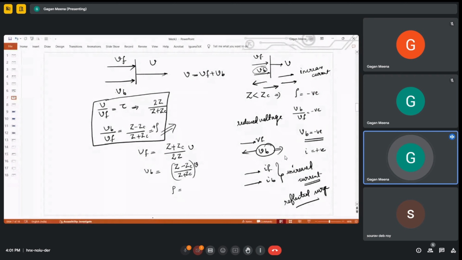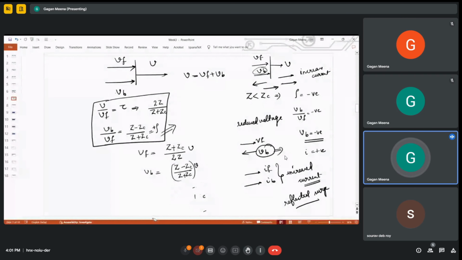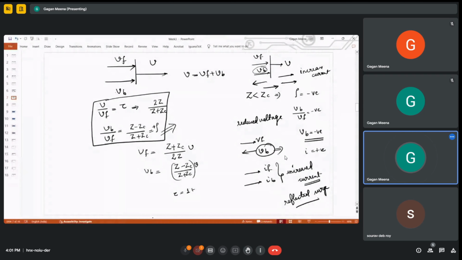Now rho is equal to Z minus ZC upon Z plus ZC, right? So we can say rho plus 1 will be how much? 2Z upon Z plus ZC. And this we already know is equal to tau. So tau is equal to 1 plus rho. So if you know tau, we can directly find out rho. This is also an important relation which we should remember.